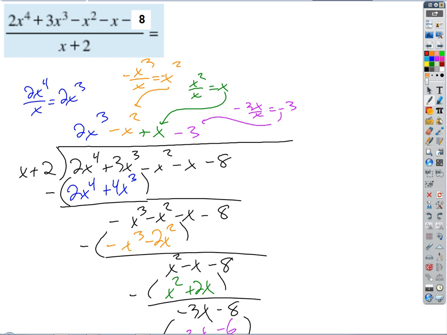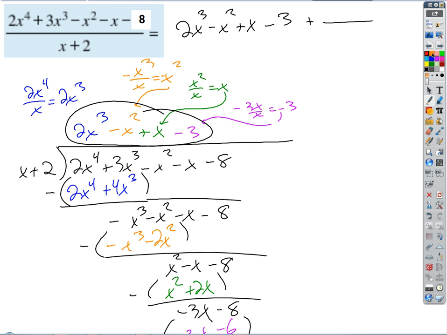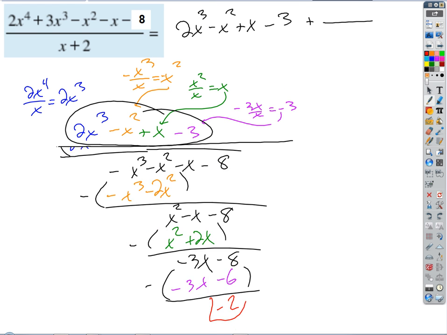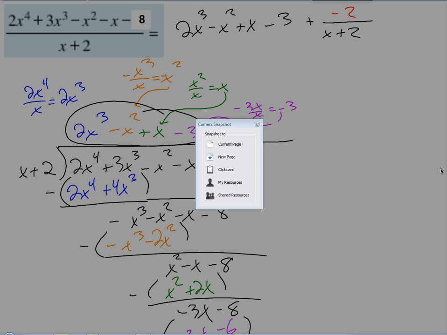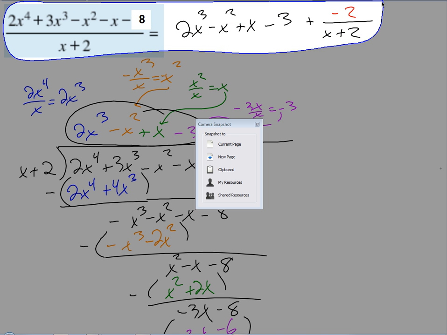Okay, and so our answer then. Our answer looks like, this is the polynomial, right? Whoops, that's back one. Is 2x cubed minus x squared plus x minus 3. Everybody sees that, right? That's the polynomial part of my answer. Shows up right there. Plus negative 2 divided by what? X plus 2. Okay. Yes. Okay, I want to show you a really great trick here.